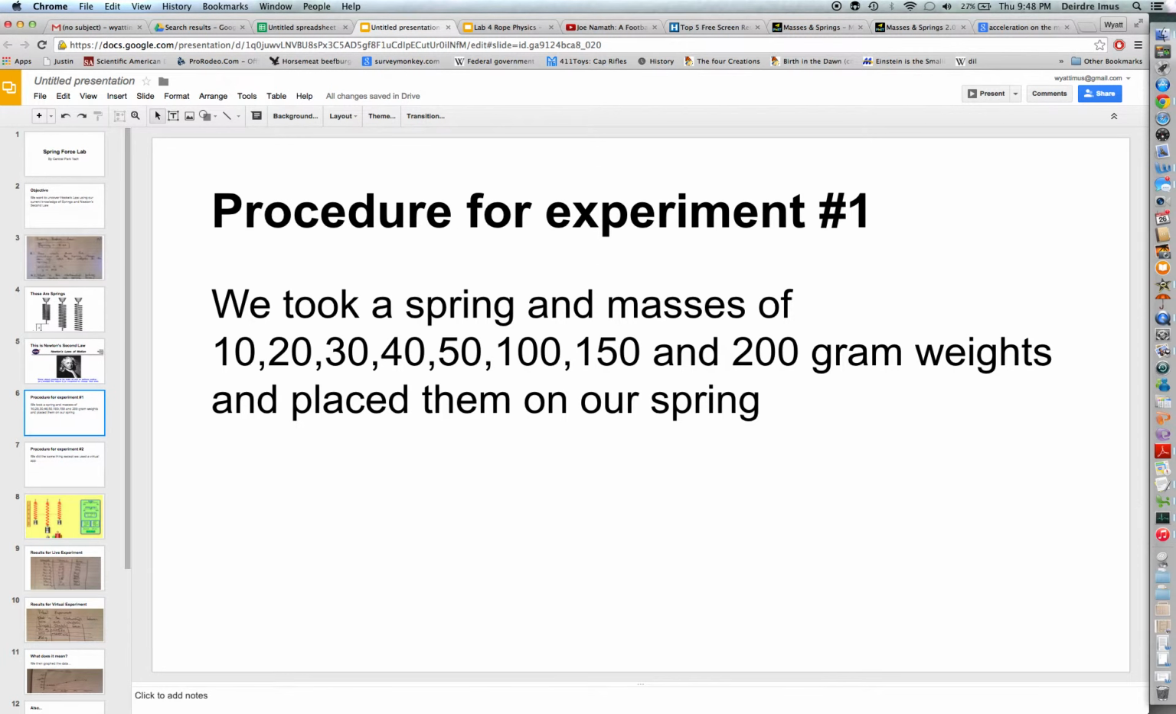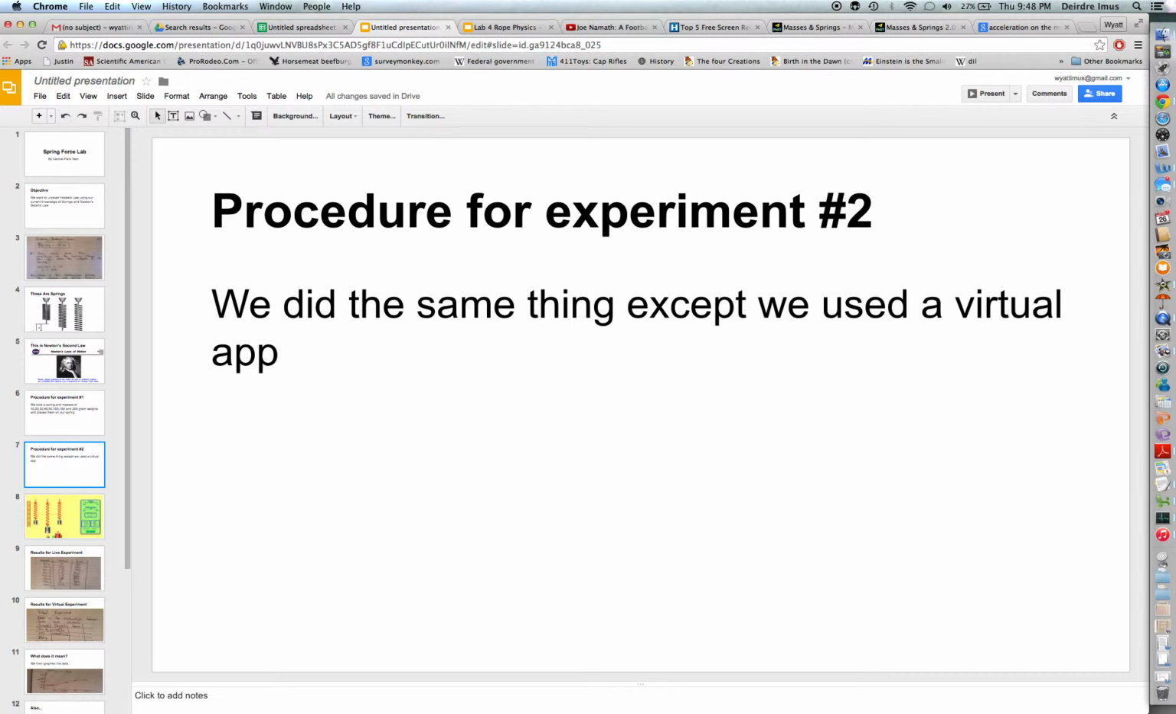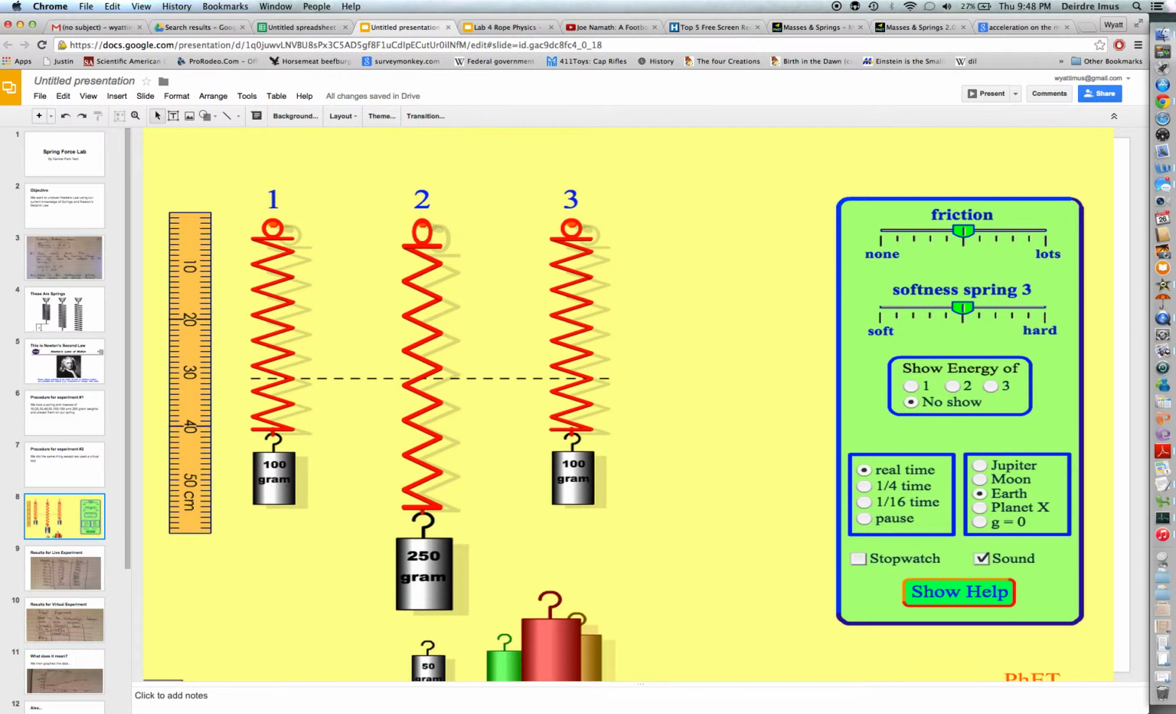The procedure for experiment 1 was when we just took a spring and added masses of 10, 20, 30, 40, 50, 100, 150, and 200 gram weights onto our spring. The procedure for experiment 2 used a virtual spring force app, the PhET virtual spring force app, where you add 100, 250, or 50 gram weights to your springs.